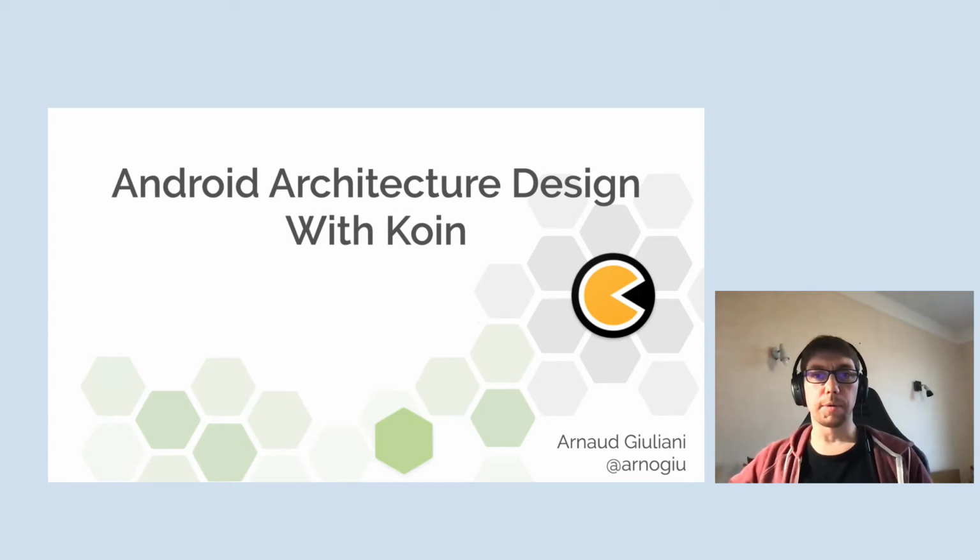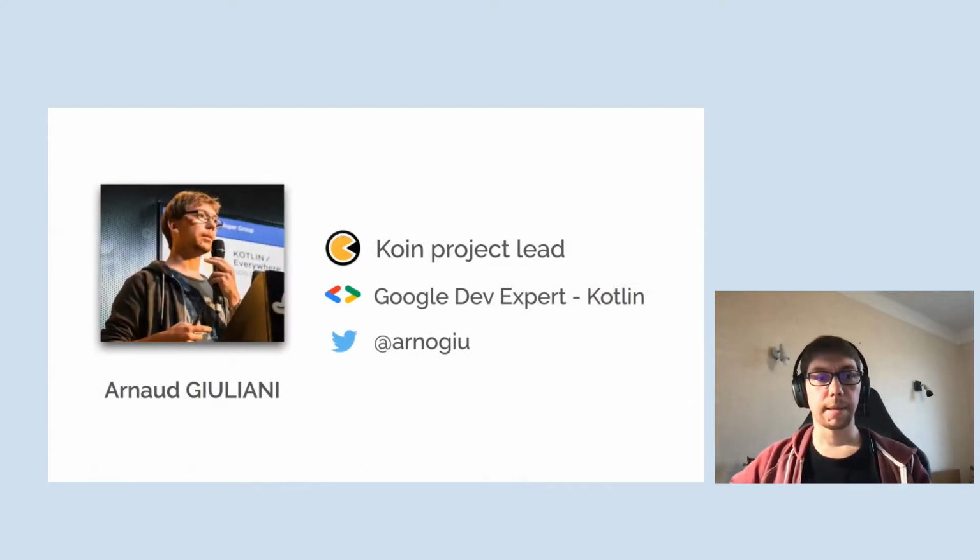Yeah, we talk about the Kotlin language. It's really focused on Android architecture, but there's also a part about multi-platform architecture for the mobile side. So let's go for this Android architecture design with Koin. I'm Arnaud Giuliani. I'm the Koin project lead, the guy that created and is still working on this open source project for 4 years now. I'm also a Google Developer Expert in Kotlin. You can also find me on Twitter at Arnaud if you want. But let's talk about Koin and architecture today.